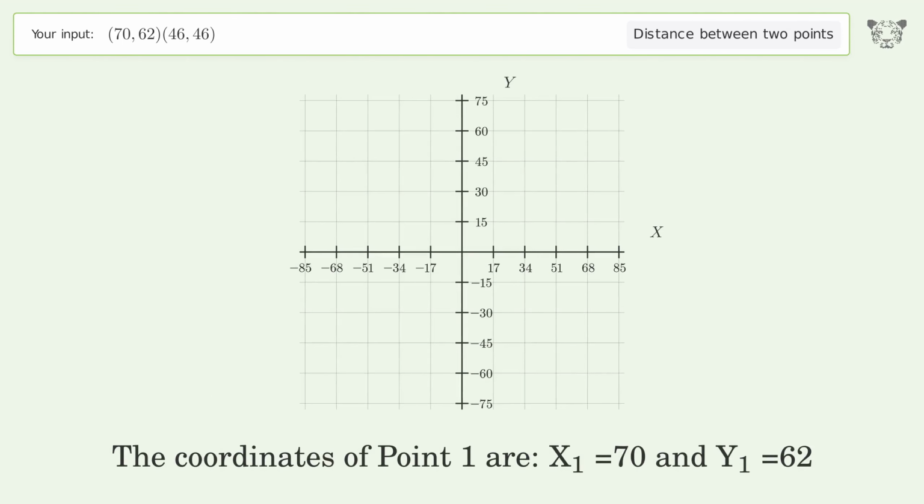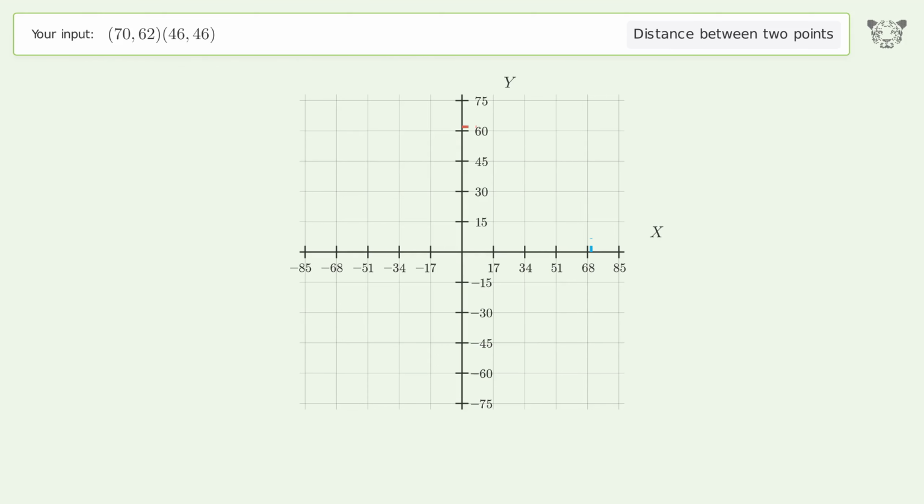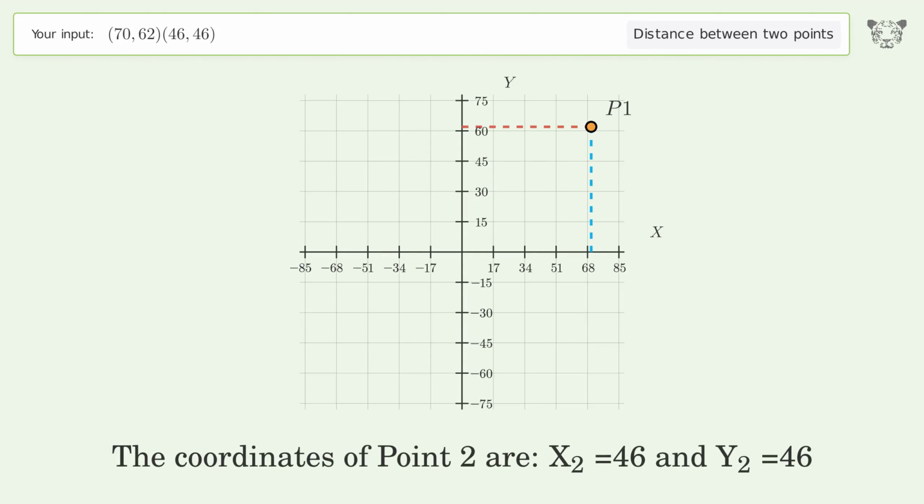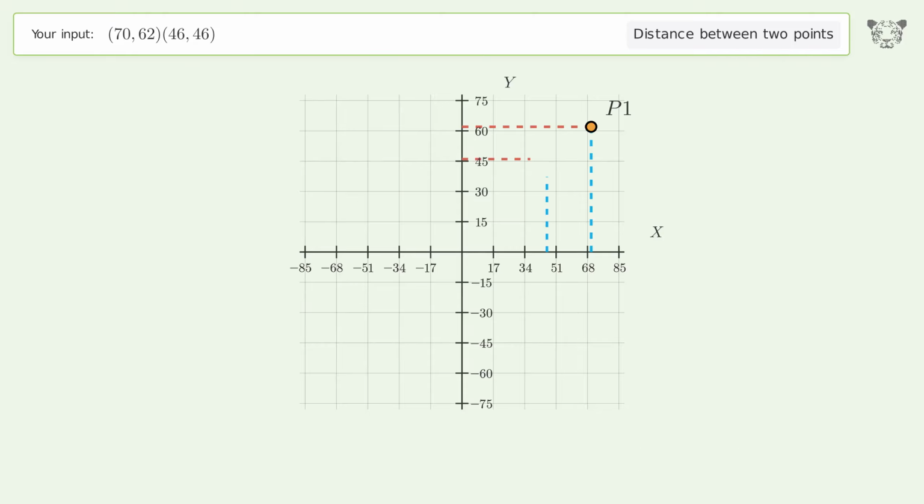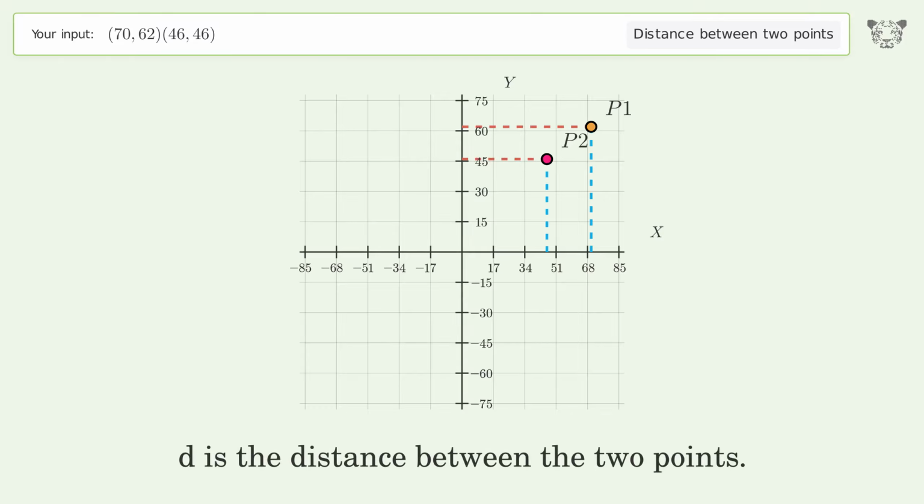The coordinates of point 1 are x1 equals 70 and y1 equals 62. The coordinates of point 2 are x2 equals 46 and y2 equals 46. D is the distance between the 2 points.